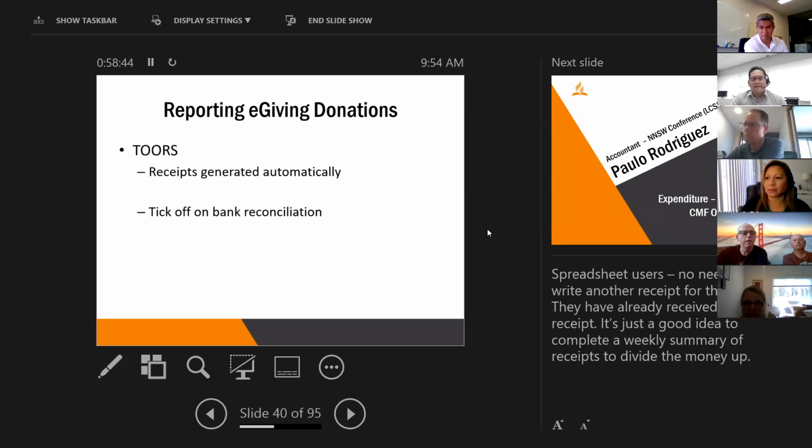And again, this is just what I have already said before. e-giving communicates with TORS, and it also communicates with CMF. It does the receipts automatically. And at the end of the month, before you close the month, just simply do your bank reconciliations.